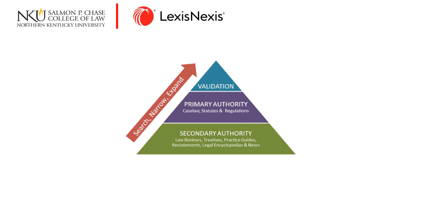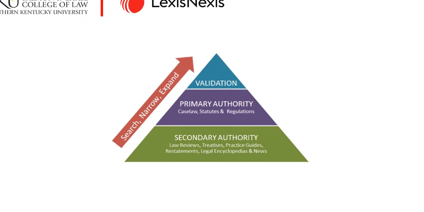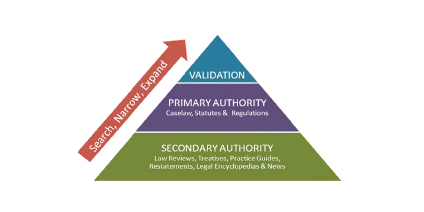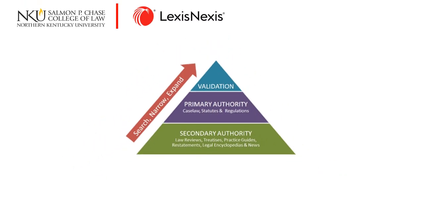The most effective research strategy is illustrated in this image. Start with secondary sources, then move to primary authority such as statutes and case law, then validate your research using a citator. No matter what topic you are researching, this process will remain the same. You can use this strategy on every research assignment you receive in law school and even in your future practice.